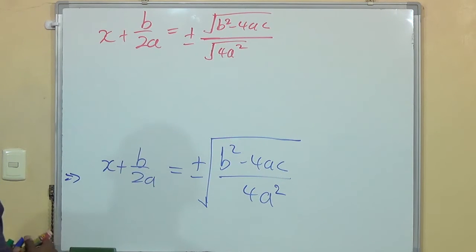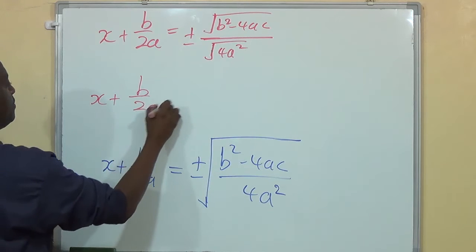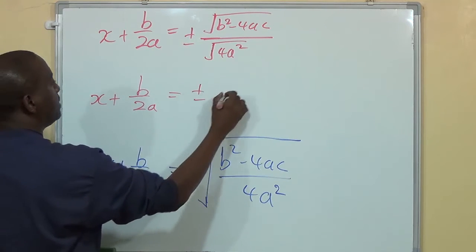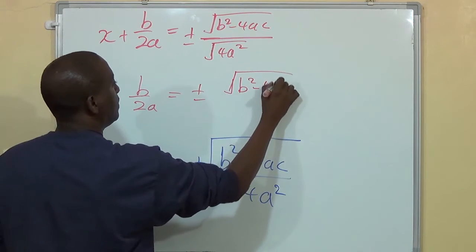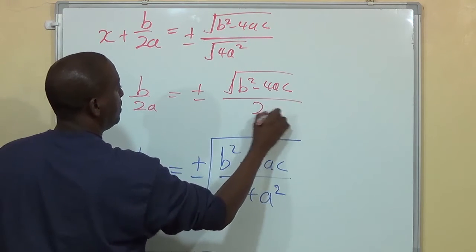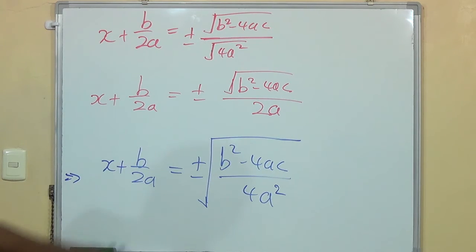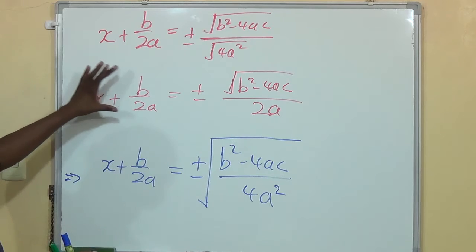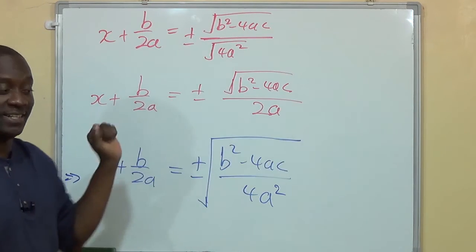We could see now that x plus b over 2a is equal to plus or minus the square root of b squared minus 4ac, all over the square root of 4a squared, which is 2a. Well, look, it's looking like something we recognize, right? So now we could take the b over 2a and carry it across to the other side.